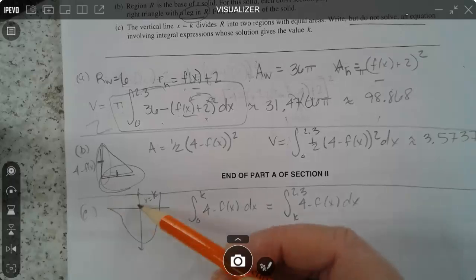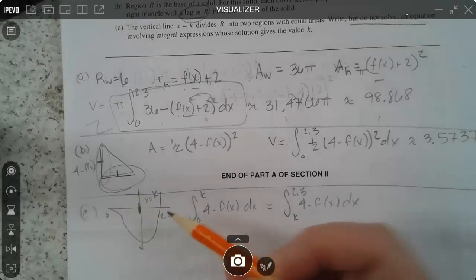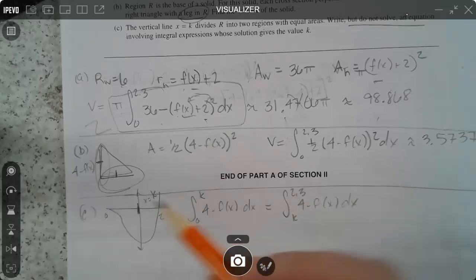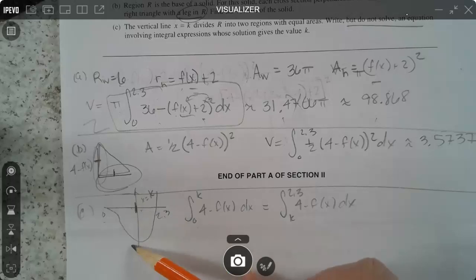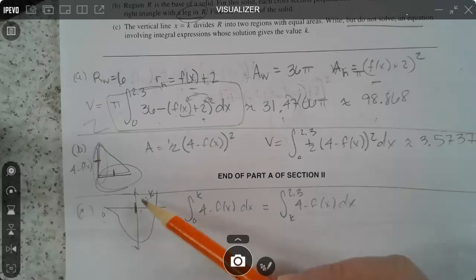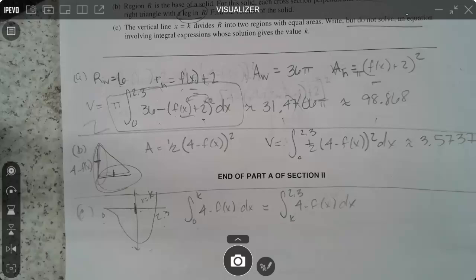Well, if I put this here, that means I'm running, remember this was 0, this was 2.3, from 0 to k of top minus bottom, and that should equal the integral from k to 2.3 of top minus bottom. This is the entire thing. That's all you had to do. If you got at least one of those two integrals, you got a point. If you got both of them, you got 2 points. There wasn't a lot there. That's it. You got a point.